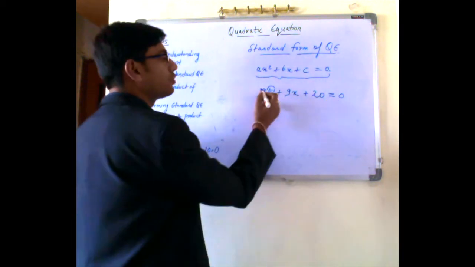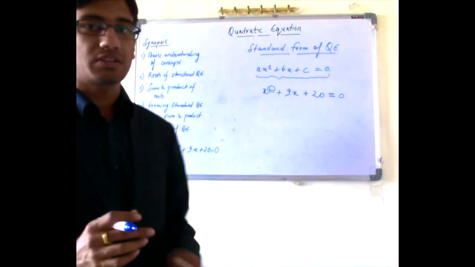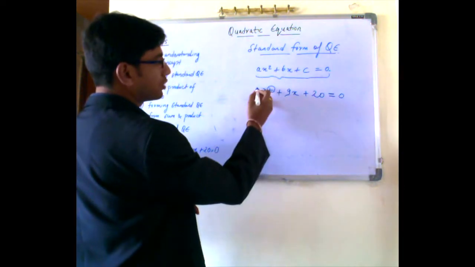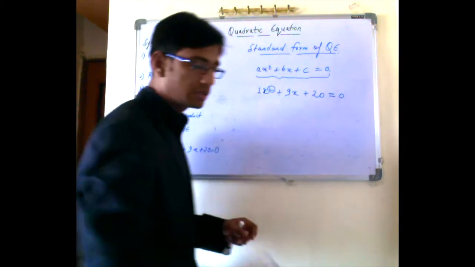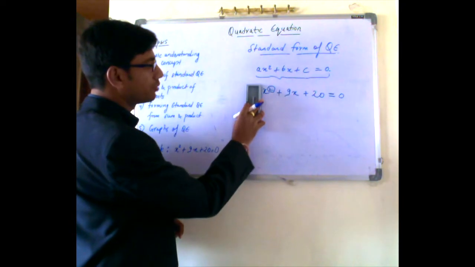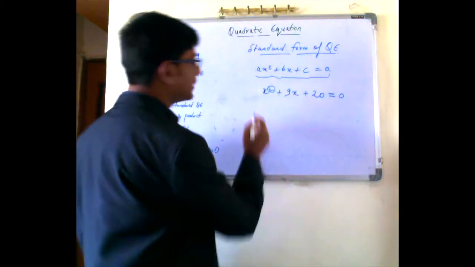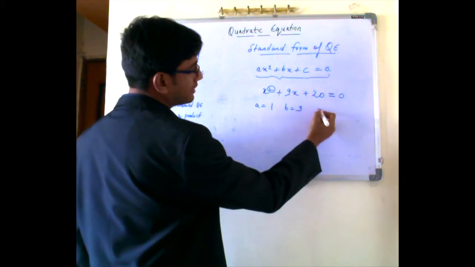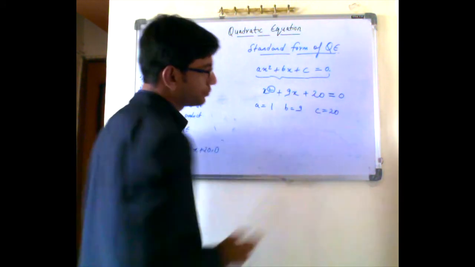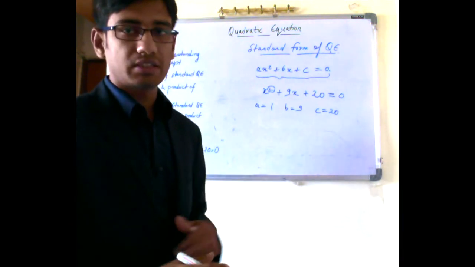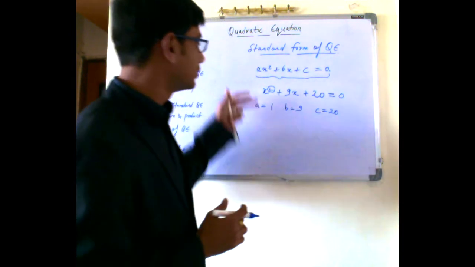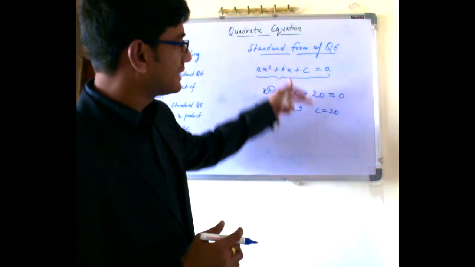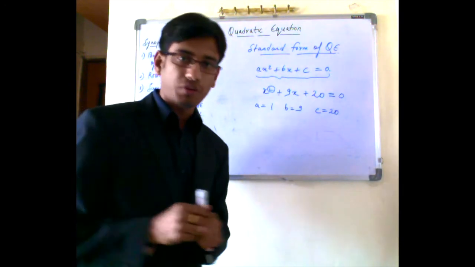So what is the coefficient of x square here? We can't see any coefficient. When there is no coefficient in a quadratic expression, the coefficient is 1. We usually don't write it, but it's 1. So my a is 1, my b is 9, my c is 20. These are the three coefficients I am having, and this is the comparison for a, b, and c. Now we'll understand how we find the roots of a quadratic equation.